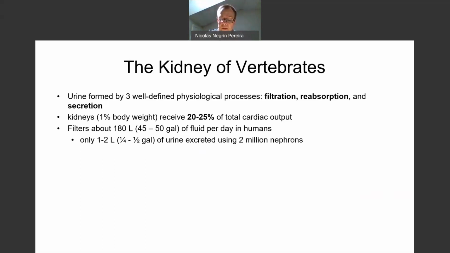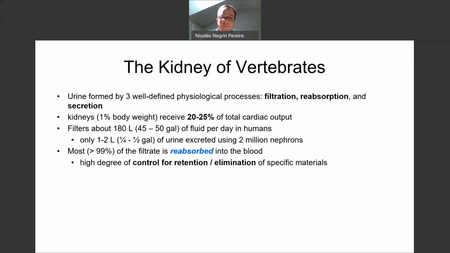That is done using filtration, secretion, and reabsorption processes performed by about 2 million nephrons. So we see that is quite a significant number of nephrons. About 99% of the filtrate is reabsorbed back to the blood. As we said, if not, we would be very quickly depleted of most of the water, useful ions, and nutrients. And the other concept is that the kidney of vertebrates achieves a very high degree of control of retention and elimination of specific materials.